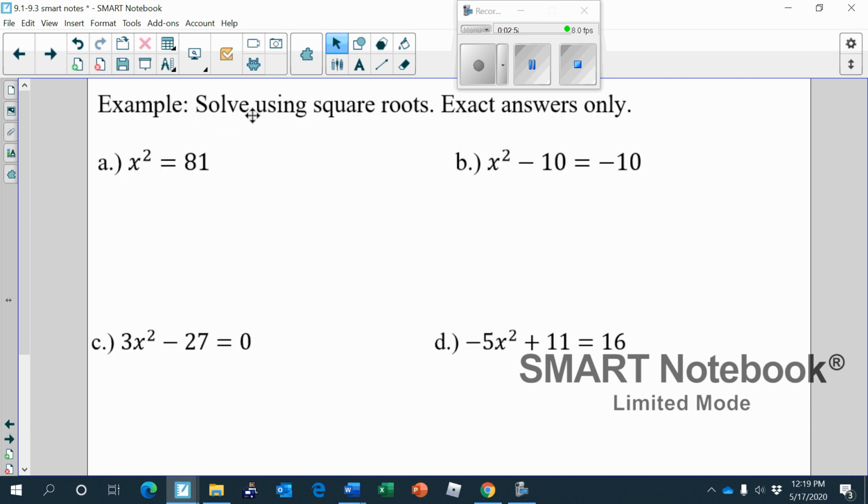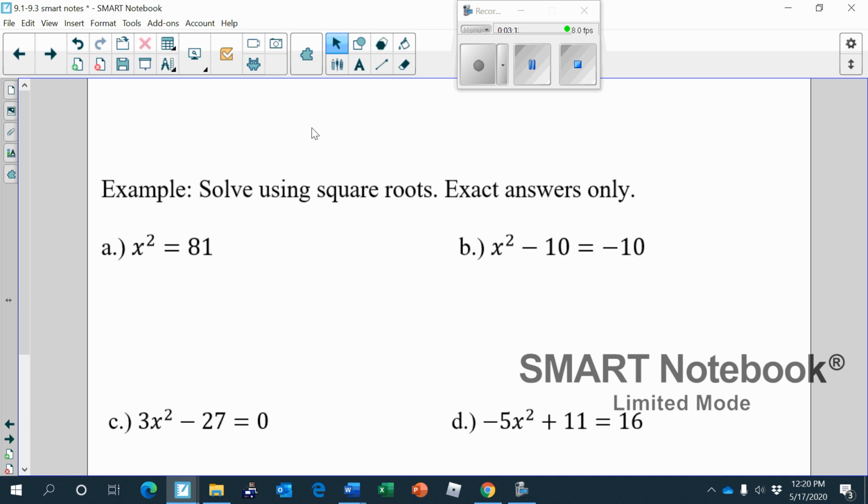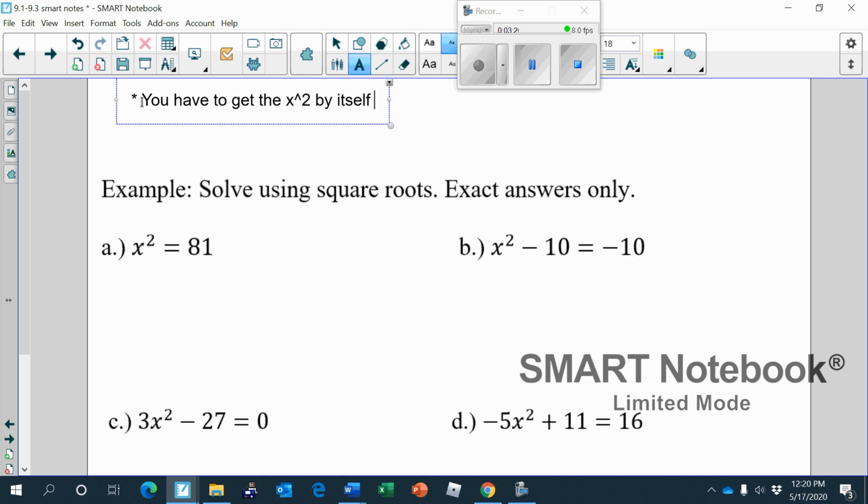There's a couple of things that you have to remember when you're solving using square roots, okay? So one thing that you have to remember, and I'm going to move this all down. There we go. Okay, and I'm going to put a couple notes up at the top here. One thing that you really have to remember is you have to get the x squared by itself before taking the square root. So look at letter A. I'm going to explain what I mean by that. Look at letter A. Do you see the x squared is completely by itself? So I can take the square root.